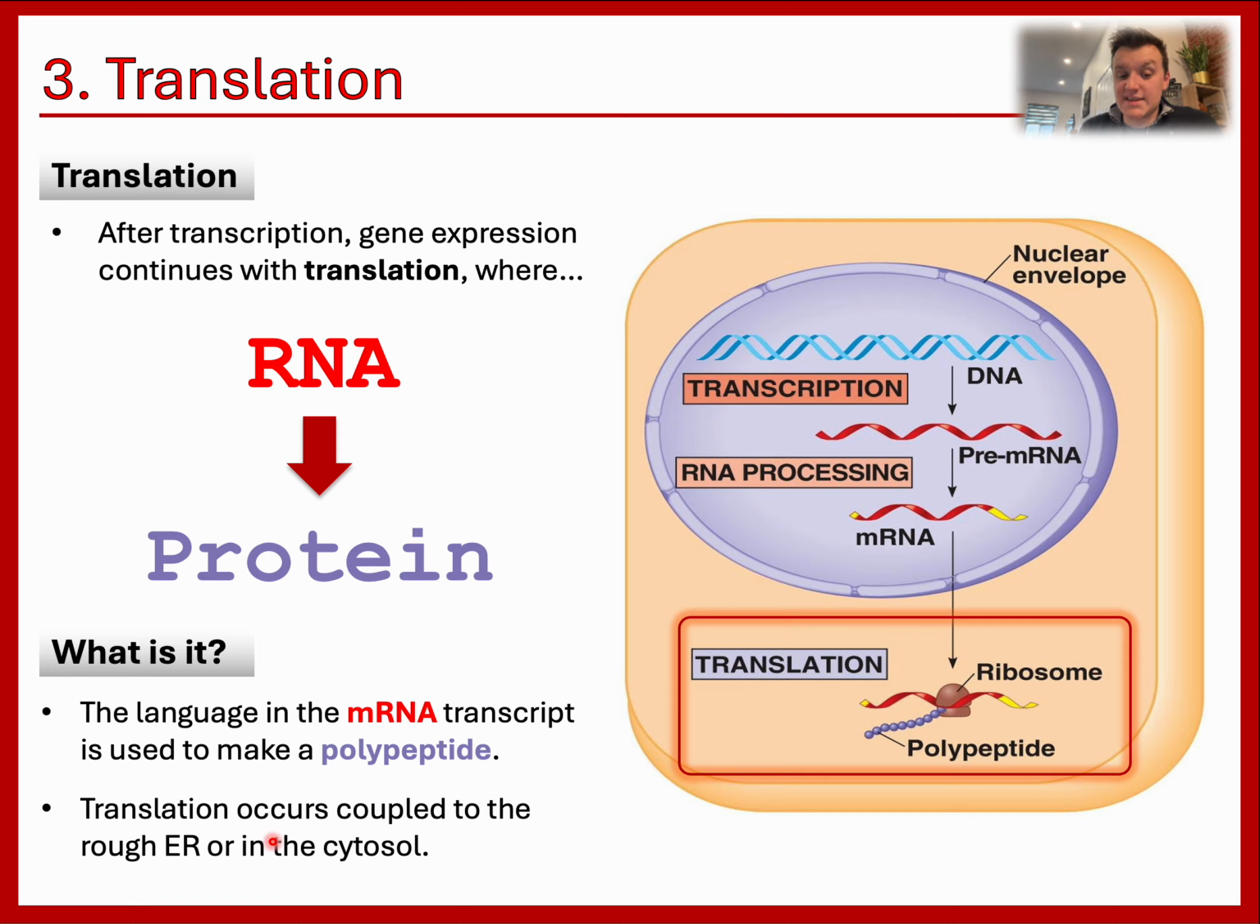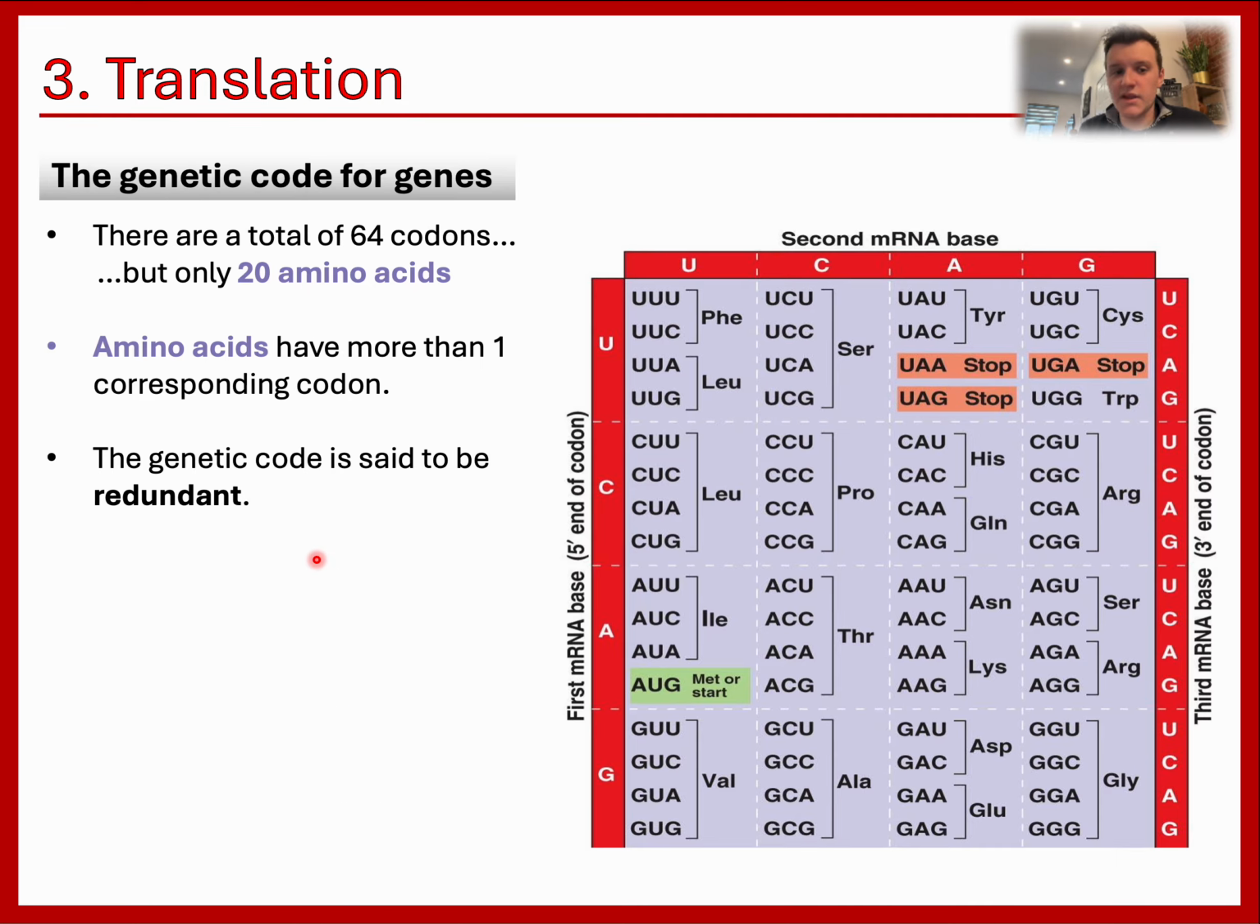So translation occurs coupled, sometimes close to the ER, because the ER has the ribosomes if it's the rough ER. So it could occur coupled to the rough ER, or it could happen over here, like you see in this picture, just floating around in the cytosol. Many ribosomes are there. The key here for translation is you need to find a ribosome. To go from your RNA to your protein, you need a ribosome.